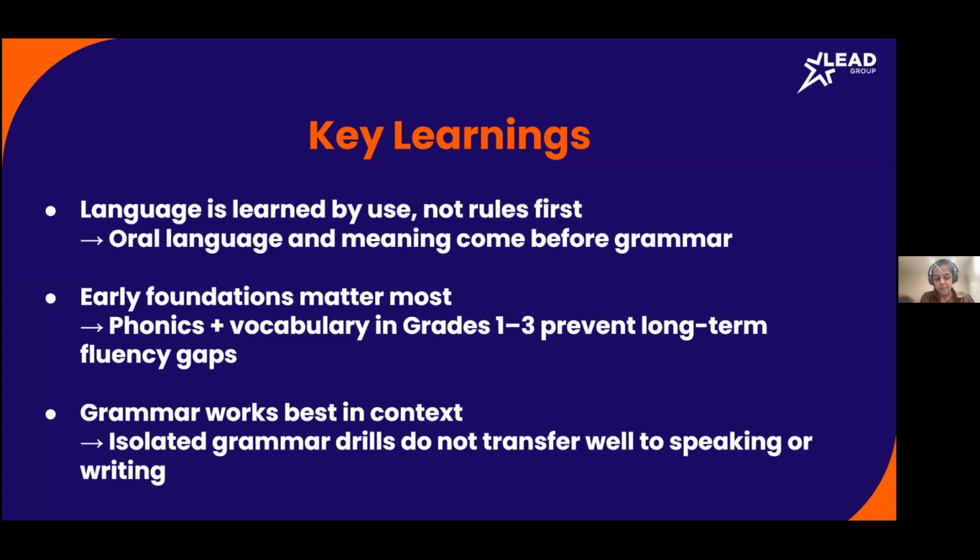This is the last poll of this webinar, so I'm requesting each one of you to please participate and share your responses. I will repeat the question once again. The question is, what would you most like to improve in the next academic year? Is it spoken fluency or reading levels, or is it writing quality, teacher capability, or parent confidence in English outcomes? Please share your responses.